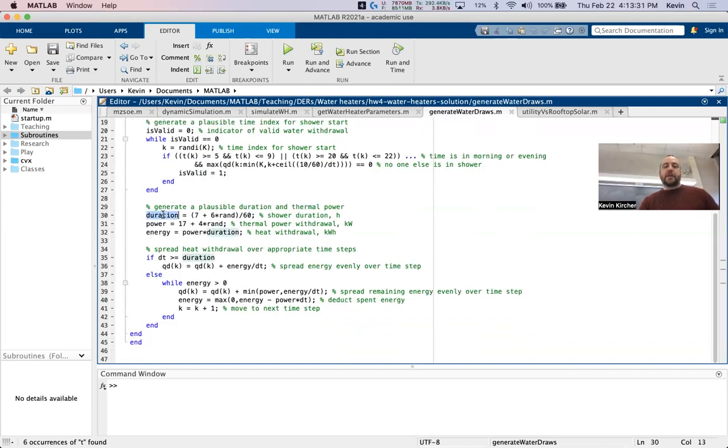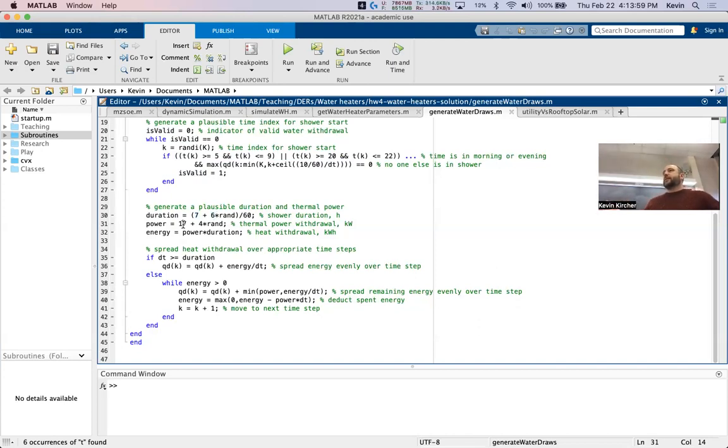And then we want to generate basically the duration of the shower. So I do that. Let's see. I take the sort of random duration in minutes, somewhere between 7 and 13 minutes, which I just made up. The idea being a 10-minute shower is sort of normal, but some people will go fast, some people will go slow. And divide it by 60 to get hours. And then the power draw during the shower. This has to do with basically how hot or cold the water is that people like when they're showering.